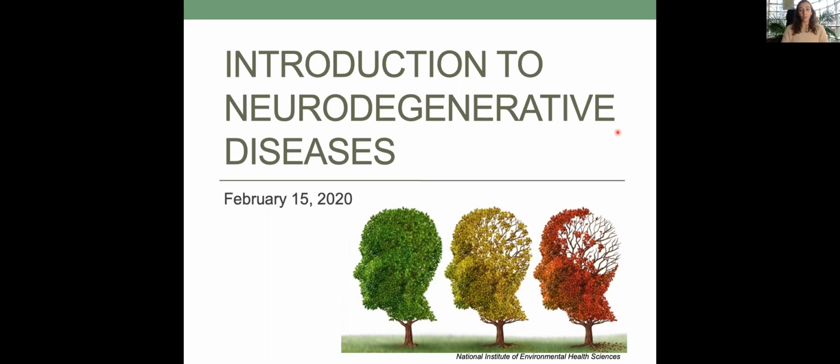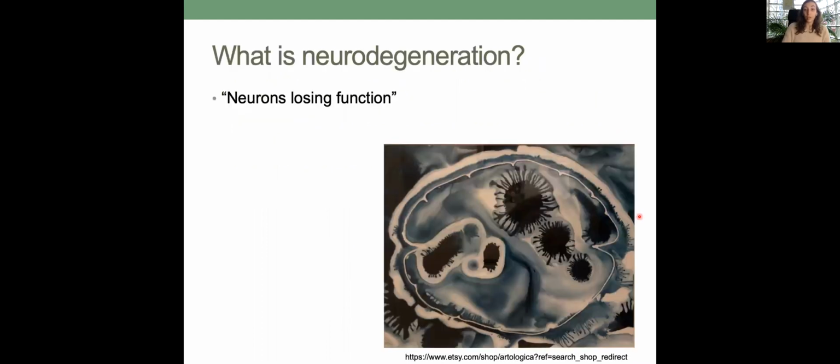Today, we're going to go over just a brief introduction to neurodegenerative diseases, focusing on clinical presentation and diagnosis. Before we dive in, I want to start by defining neurodegeneration. Neurodegeneration is a wide-reaching class of diseases that are common in that they are characterized by neurons losing function. I personally don't love this definition though, because I think it's just a little bit too broad. Instead, I prefer to define neurodegeneration as central nervous system cells losing function over time.